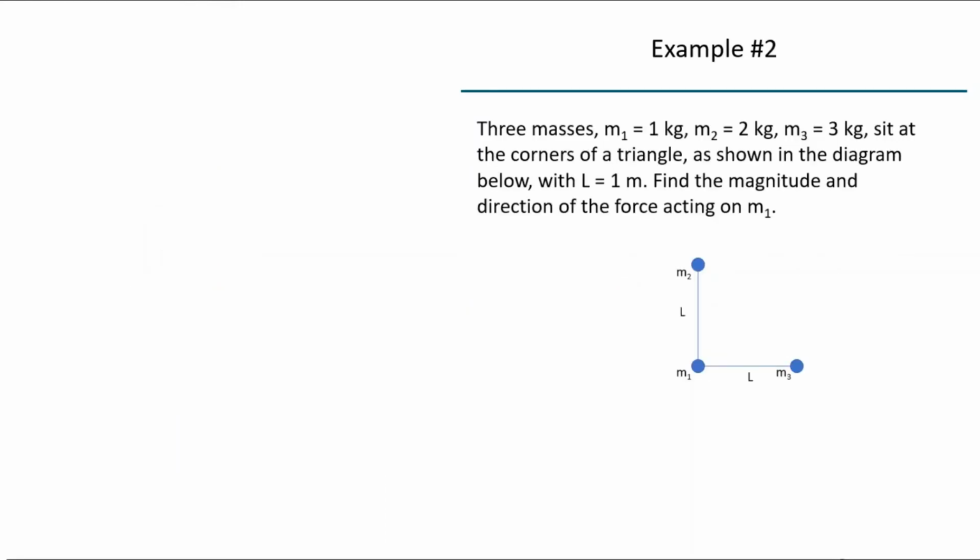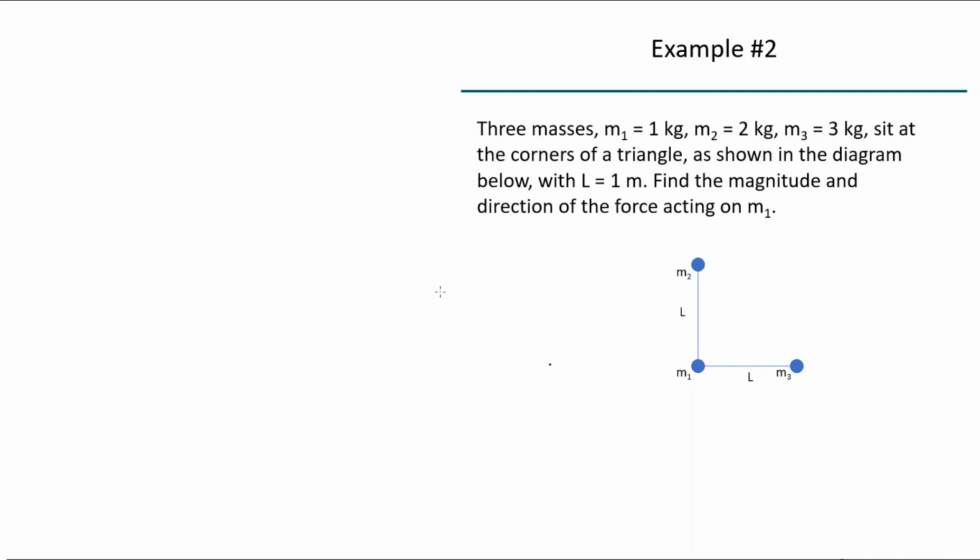Now let's do a more interesting example. We know how to calculate the gravitational force between any two objects, but what happens if we have more than two objects? Say we have 3 masses here, M1, M2, and M3, and they're on the corners of a right triangle with side lengths of 1 meter. And we want to find the magnitude and direction of the force acting on M1.